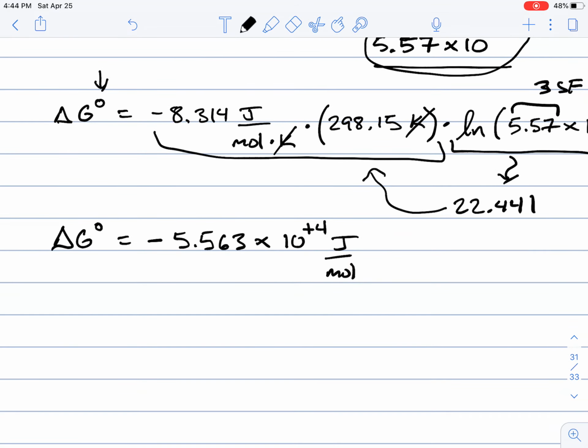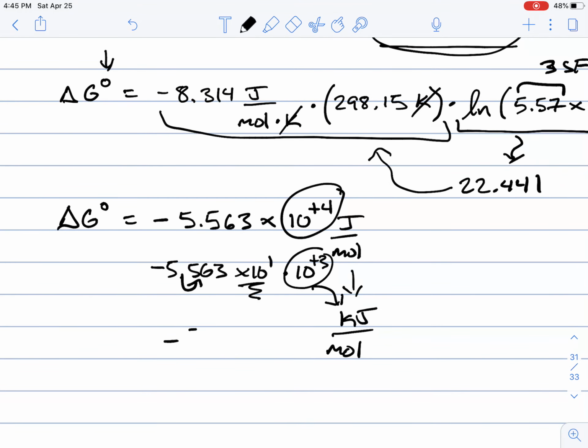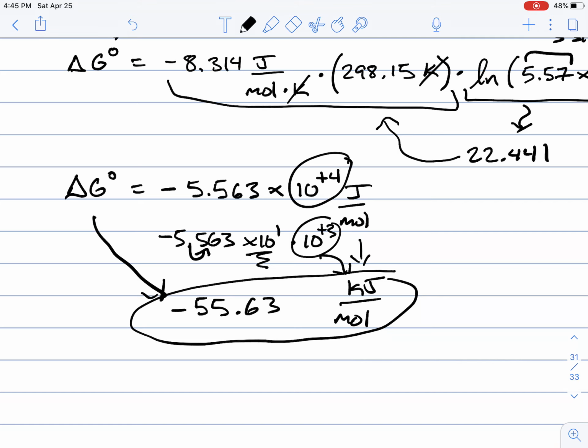Now, if I wanted to express this in terms of kilojoules per mole, I know that I can take a 3 out of this, leaving me with just 1. So I can do negative 5.563 times 10 to the positive 1. And then I'm going to separate that out. So it's positive 3. And this positive 3 becomes the K. And so if I express this, I'm just going to move this decimal place 1 time to the right. And so the answer is going to be negative 55.63 kilojoules per mole. Okay. So that's going to be the change in my Gibbs free energy under standard conditions.